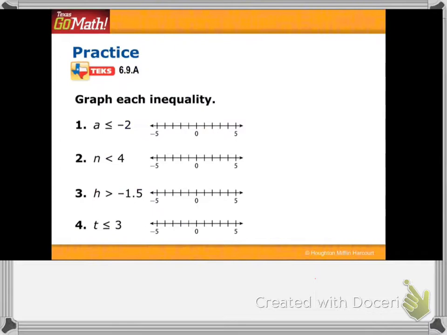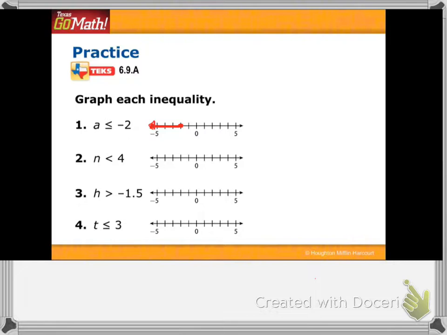Let's look at another couple more. First, I'm going to look at my symbol. It's greater than or equal to, so my point is going to be closed, and it's at -2. So I'm going to find the -2, and I'm going to put my closed point there, making sure it's completely shaded in. A is less than or equal to -2. So I'm going to shade in the direction of anything that would be less than -2. So I'm shading to the left.